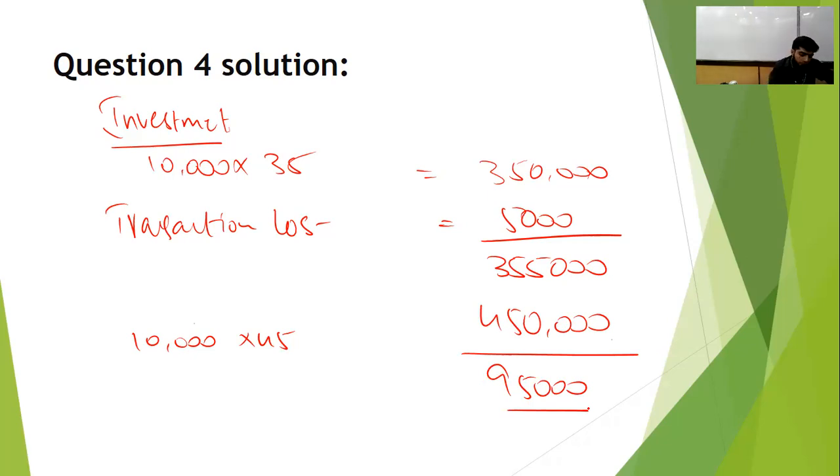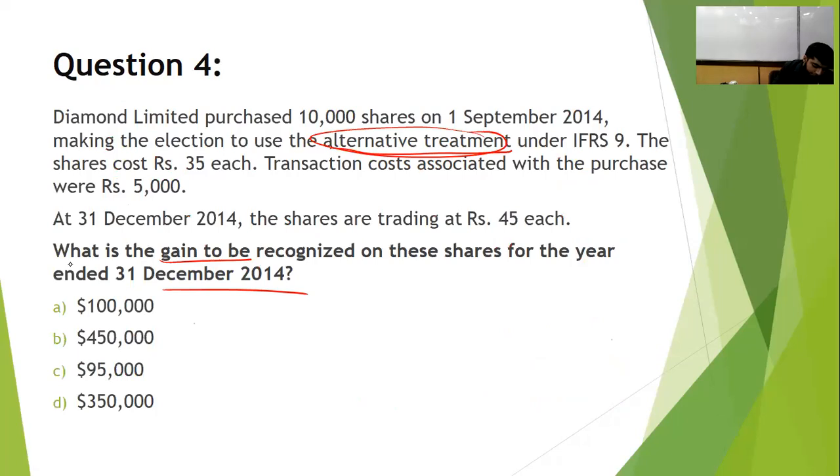And now let me know, everyone, whether this gain will be recorded in PNL. No, this gain will not be recorded in PNL; it will be recorded in OCI, that is, other comprehensive income. We are going to recognize this gain in OCI. So the correct answer for this question would be option C. Is it clear to everyone?